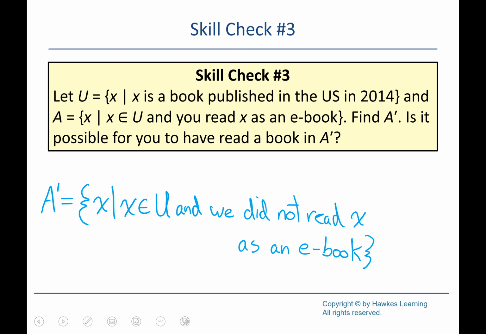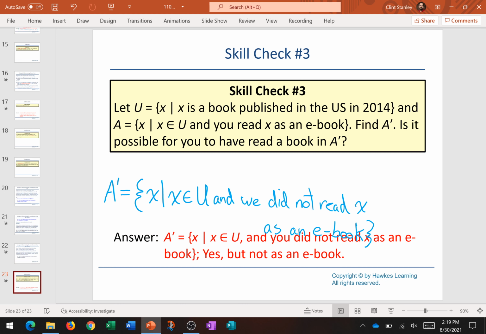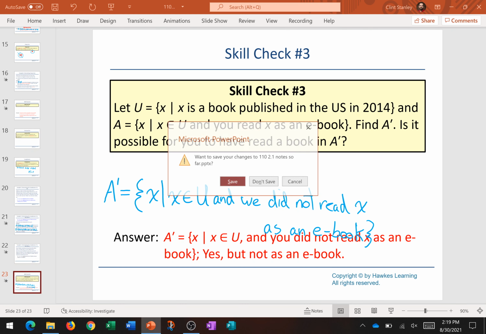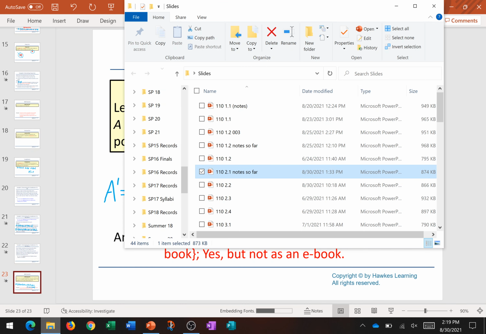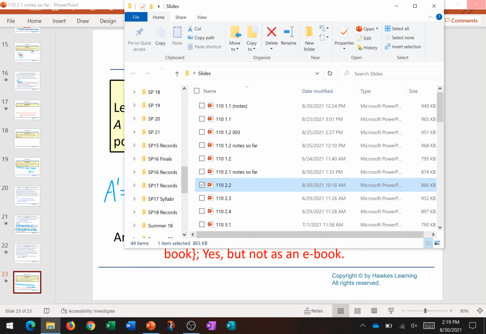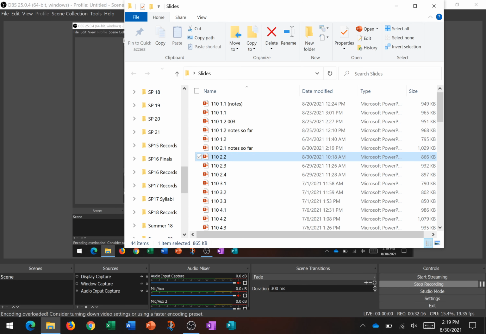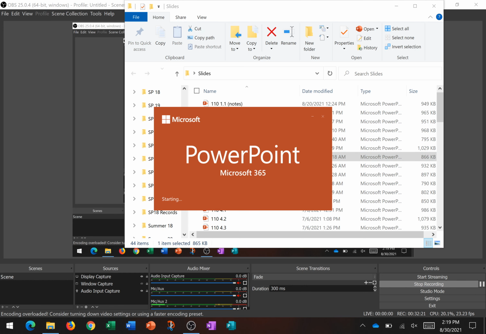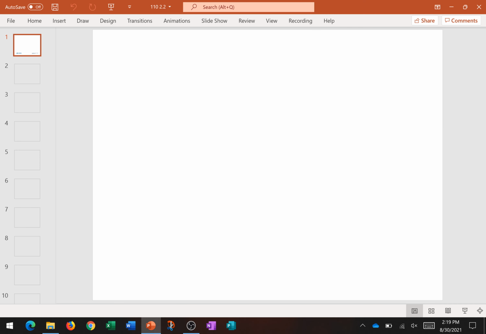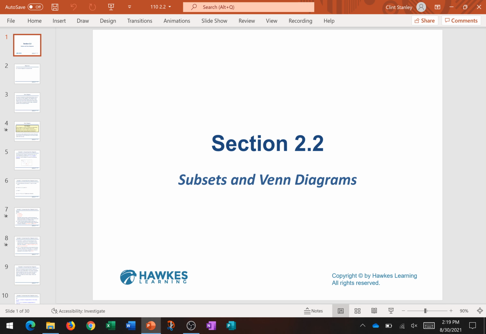All right, so we're done with that section. We can get 10-2 to open up here, maybe. All right.